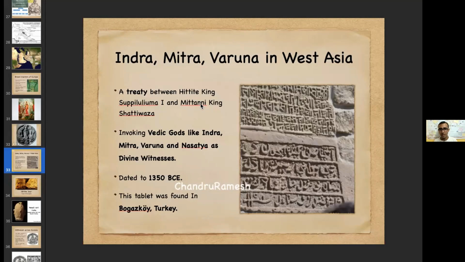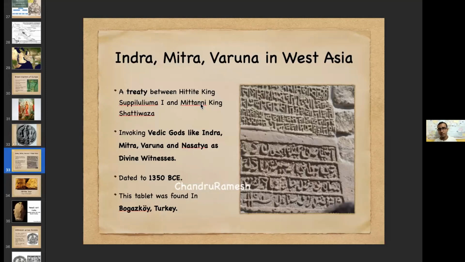It is a treaty between the Hittite king, if I'm pronouncing it right, Suppiluliuma, and the Mitanni king Shativaza. So they are making a treaty. If I remember right, it is basically a land treaty. In that land treaty, they are invoking gods, right? And they're invoking four gods: Indra, Mithra, Varuna, and Nasatya.